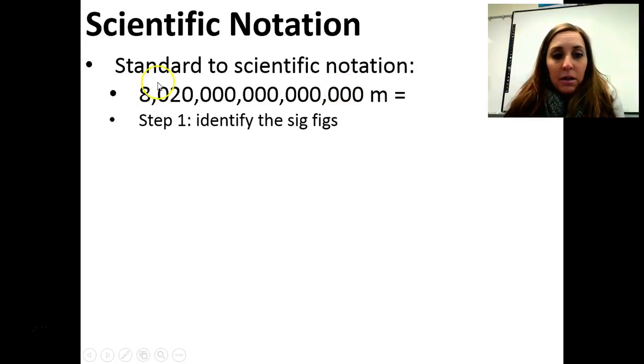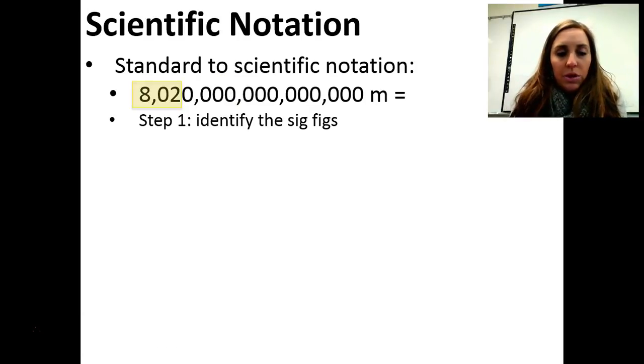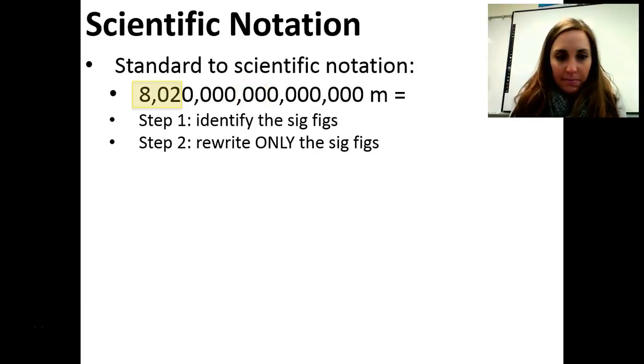In this number, remember your first non-zero, so that would be the 8, and then your last non-zero. That's the 2. Is there a decimal at the end? No decimal, meaning these zeros are just placeholders. They're not part of the actual measurement. We'll explain that again later in the video. So these are your only sig figs, 8, 0, 2. The rest is just telling you how big the measurement is, not any quantity about the measurement.